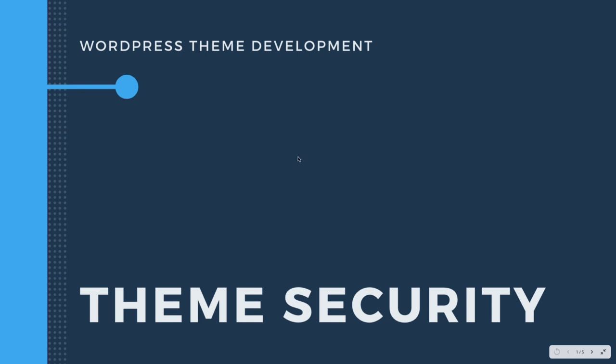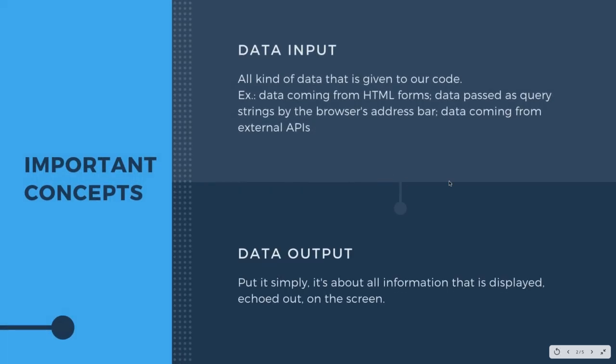So let's get started. First of all, two little words that you should know in order to understand the subject a little better: data input and output. When I use the word input, I'm referring to all kind of data that is given to our code. This can be from information sent by the user in a search form, for example, or by the browser's own address bar. But not only that, you have cases of data sent with the use of many existing external APIs, for example.